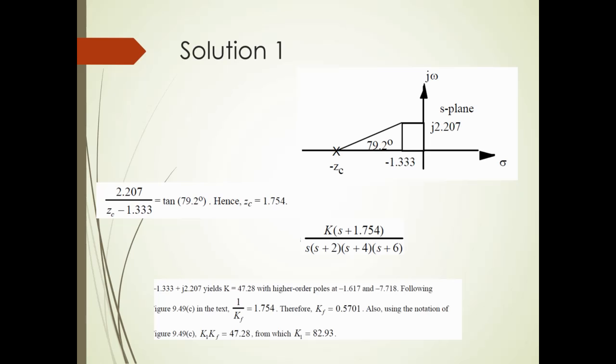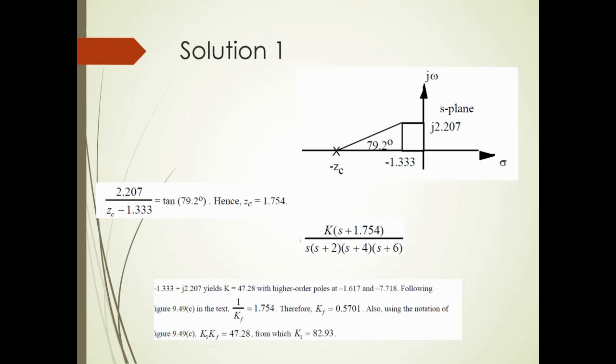1.617 and negative 7.718. Following the figures, as you can see in the formula, 1 over Kf is equal to 1.754. So Kf is equal to 0.57101. Also using the notation of the figure, K1 is equal to K multiplied by Kf, which is 47.28 coming from the yield. So K1 is equal to 82.93.